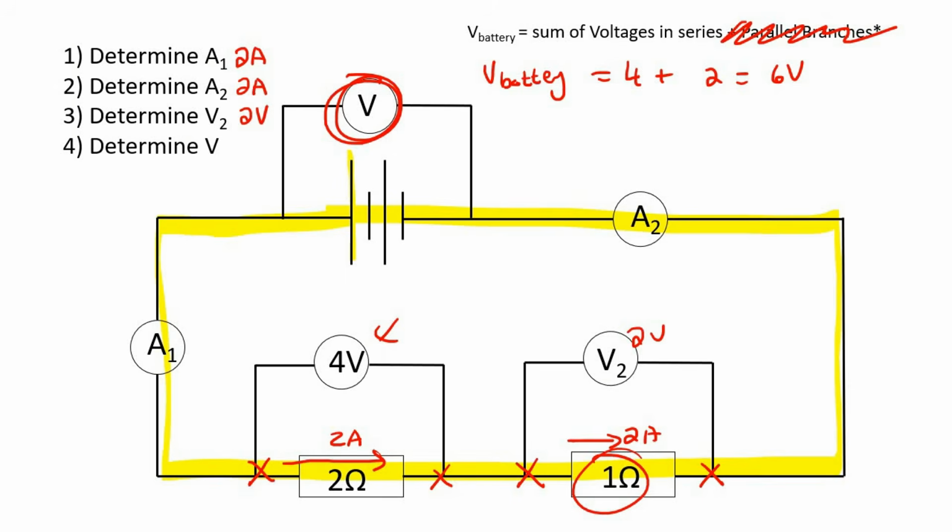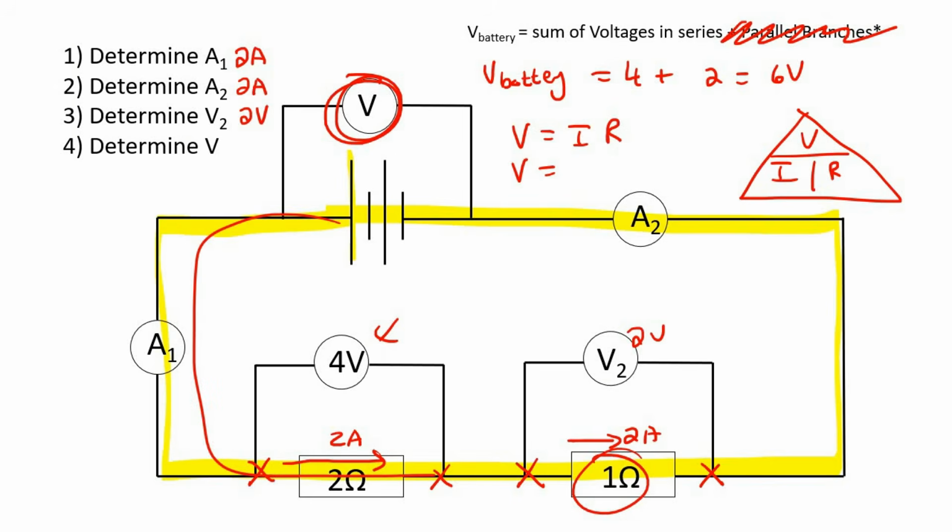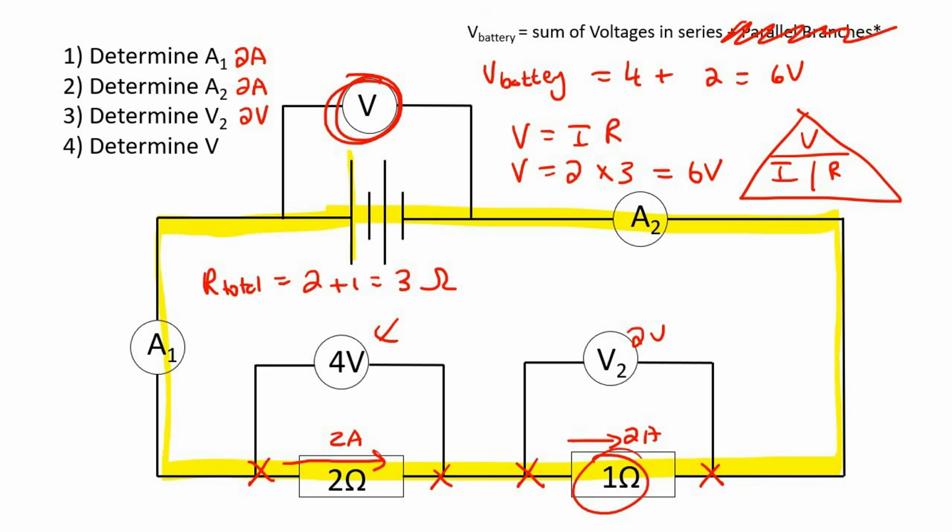Your other option is to use the voltage formula, which is V equals I times R. And so your current in the main circuit is 2 amps, which we already found. And then you would have to use the total resistance. Because you're using the battery, you have to use all of the resistors. So the total resistance would be 2 plus 1, which is 3. So you could say 2 times 3, and that would give you 6 volts. So whether you use that formula or that formula, you're going to get 6 volts for the battery.